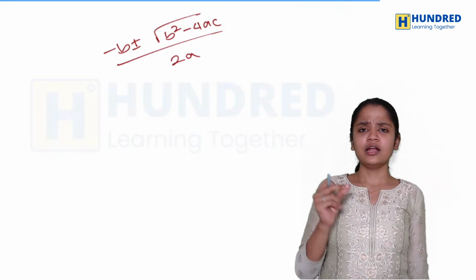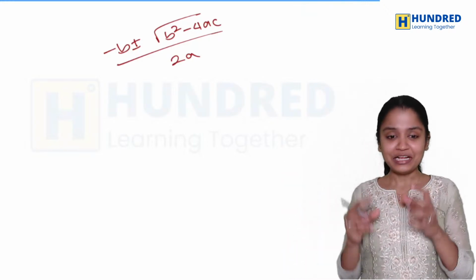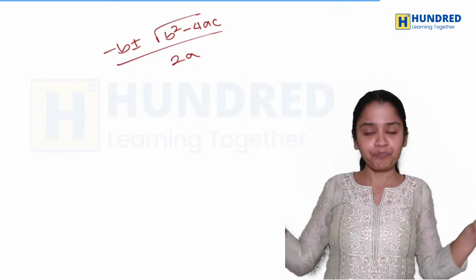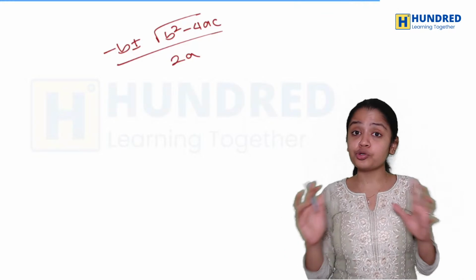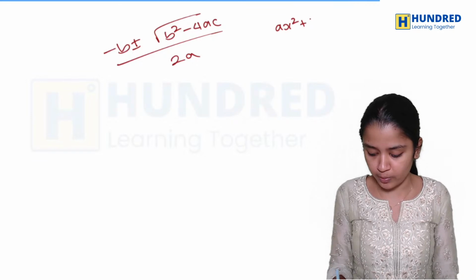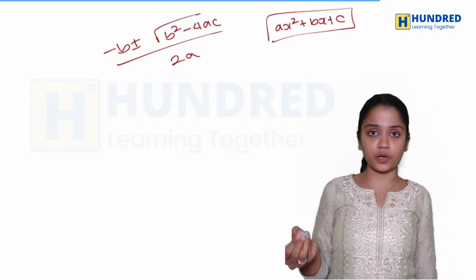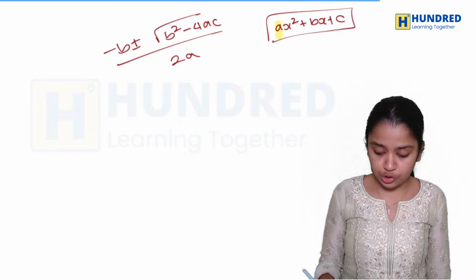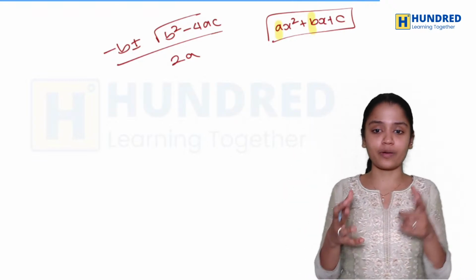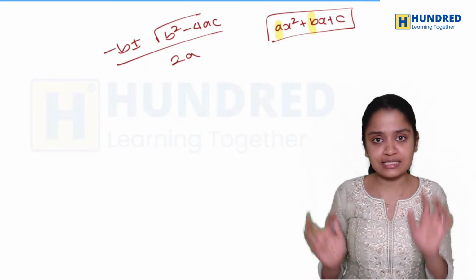You'll be thinking, why are we talking about quadratic equations in complex numbers, right? I will gradually tell you how complex numbers came into the world. The quadratic equation is written as ax square plus bx plus c. Here a is the coefficient of x square, b is the coefficient of x, and c is the constant. So this is the quadratic equation.